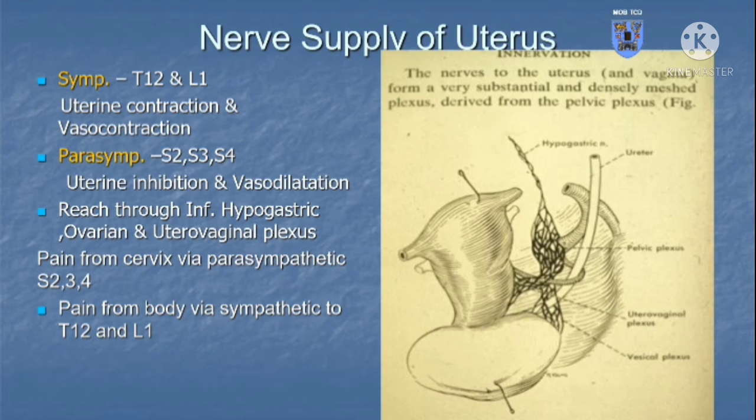Coming to the nerve supply of the uterus, the sympathetic branches are from T12 and L1. They help in the uterine contraction and the vasoconstriction. The parasympathetic fibers from S2, S3 and S4 produce the uterine inhibition and the vasodilatation. These nerves reach the uterus through the inferior hypogastric, ovarian and the uterovaginal plexus. Pain from the cervix travels via the parasympathetic fibers, and from the other parts of the body through the sympathetic fibers. It is an important MCQ.